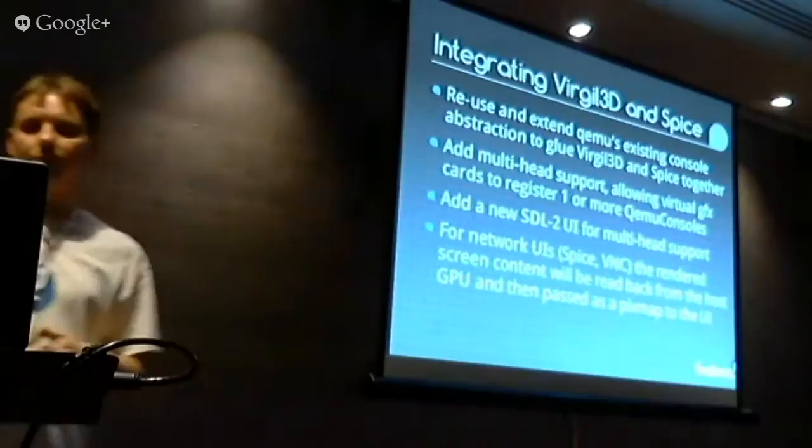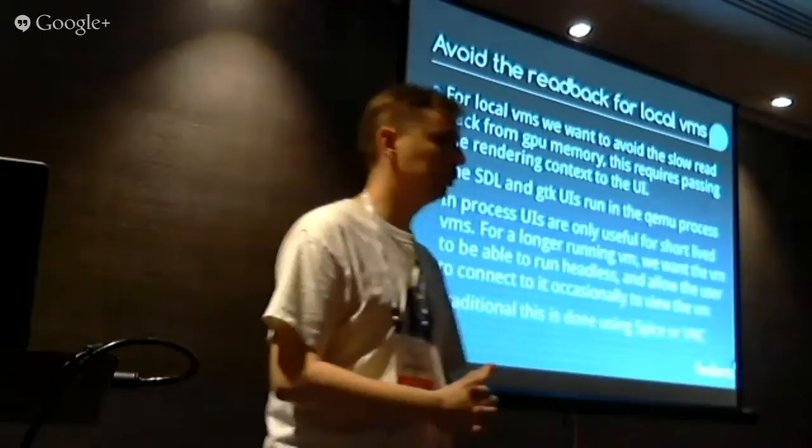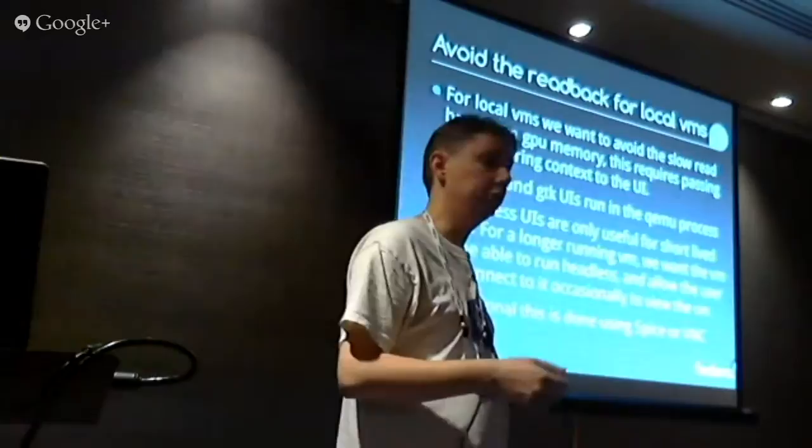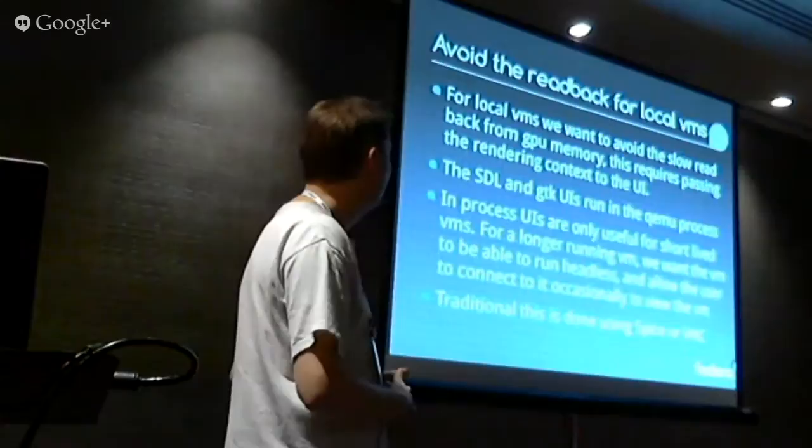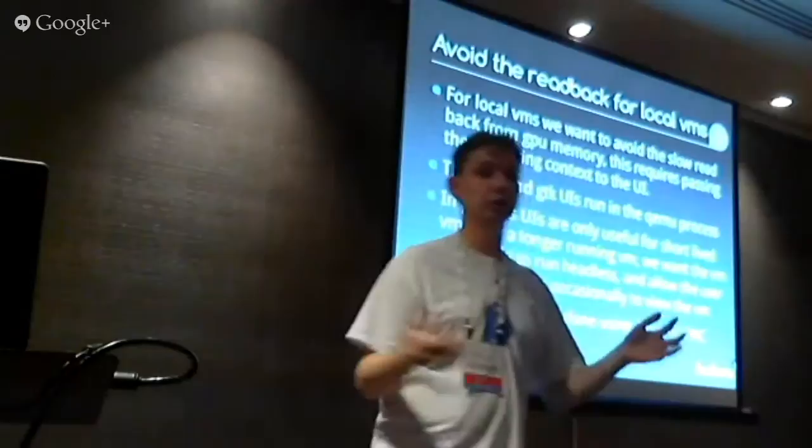So there's a problem here, because for local VMs, you want to avoid the slow readback, right? You have your desktop, and on your desktop, you're running virt-manager, and you have your local virt-manager viewer viewing your local VM. You don't want to have the slow readback and automatic copying of all the data of 30 or 60 frames a second. For the SDL and GTK UIs, avoiding the readback is easy because they're running in the same process. So you can just basically render directly to the screen.